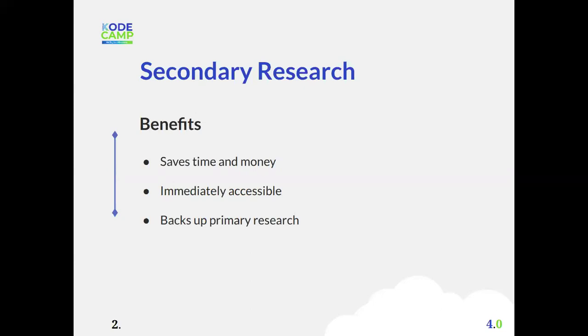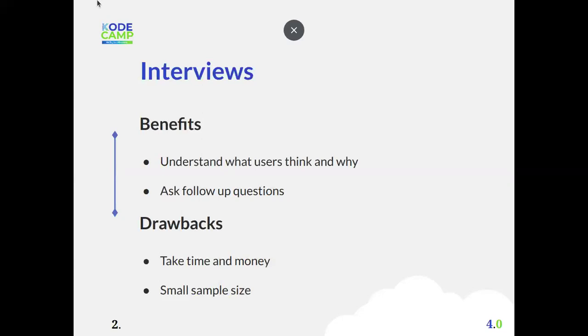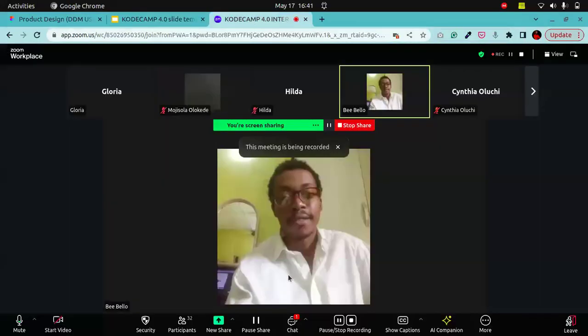With secondary research, you don't need to spend money because the information is already online. You just go there and read. It saves you time, it saves you money, it's easy to access, immediately accessible, and you can use secondary research to back up your primary research. So these are the benefits of secondary research. Then we have the drawbacks of secondary research: no first-hand user interaction.